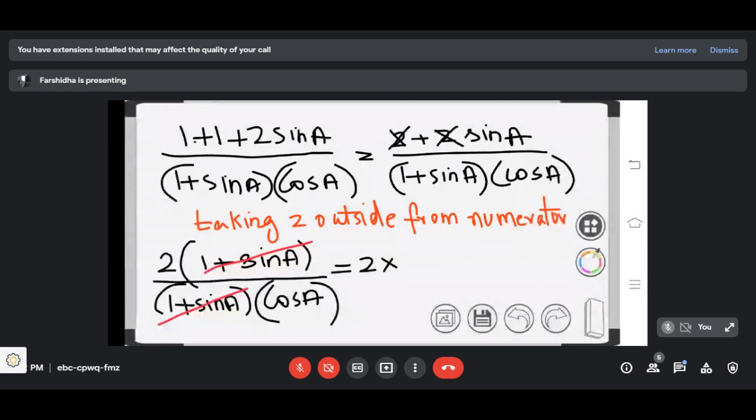So 2 into left. So what is the reciprocal of cos A? 1 by cos A you can write as sec. 2 into 1 by cos A, sec. 2 sec is the answer. See, RHS 2 sec. So write equal to RHS, hence proved.